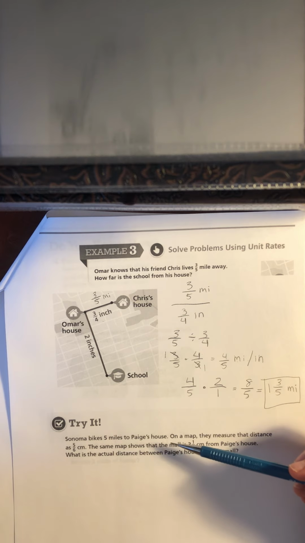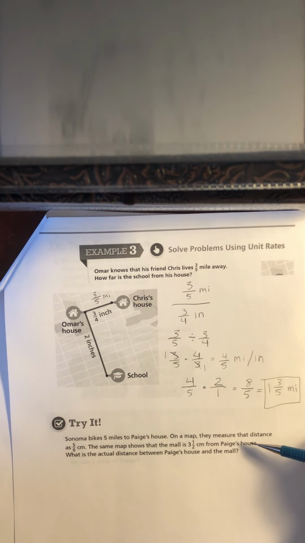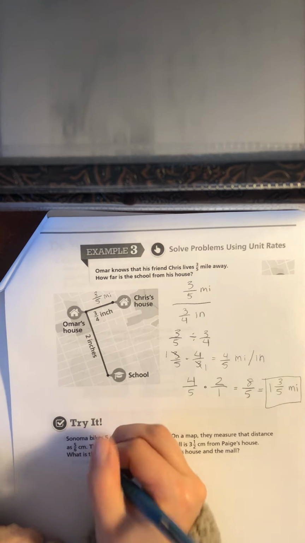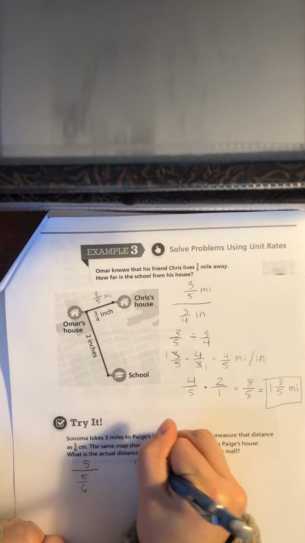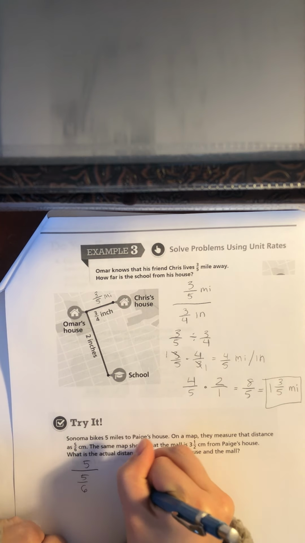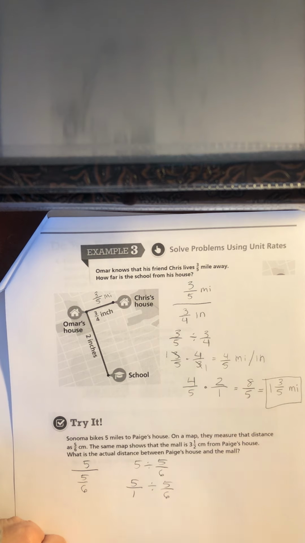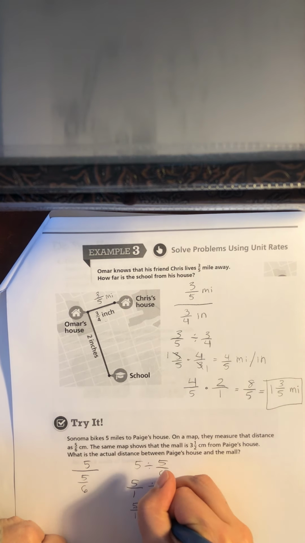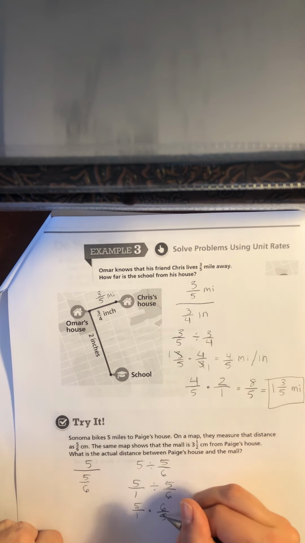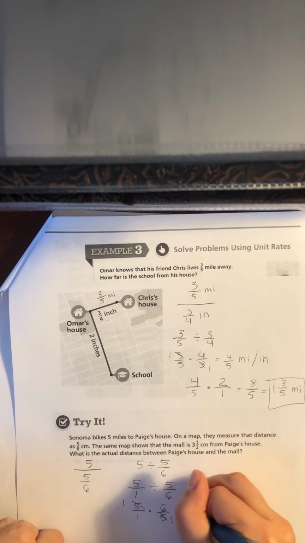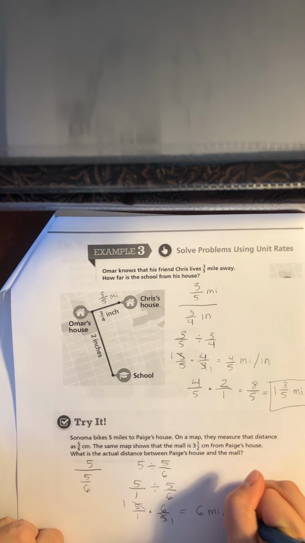Sonoma bikes 5 miles to Paige's house. On a map, they measure that distance as 5/6 centimeters. The same map shows that the mall is 3.5 centimeters from Paige's house. What is the actual distance between Paige's house and the mall? What we're going to do first is find our unit rate, 5 divided by 5/6. That's 5/1 divided by 5/6, which is 5/1 times 6/5. We're going to cross simplify. 5 goes into 5 once, 5 goes into 5 once. That's 6 miles per centimeter.